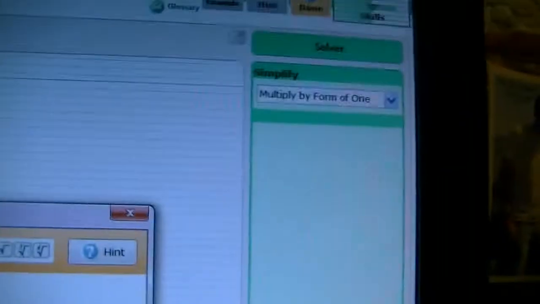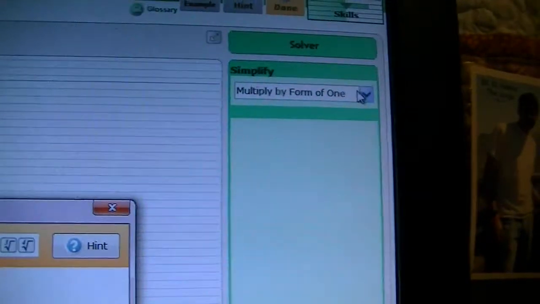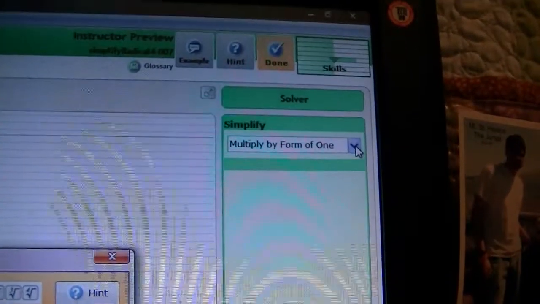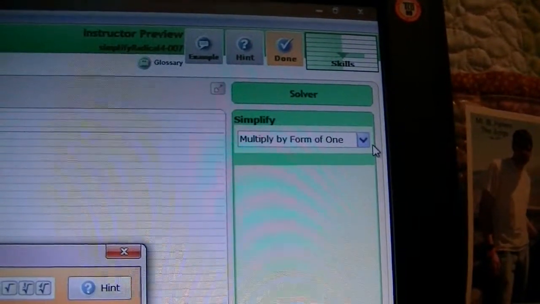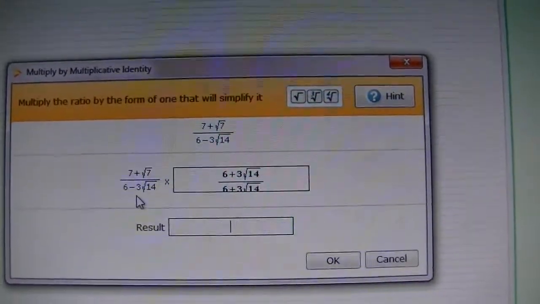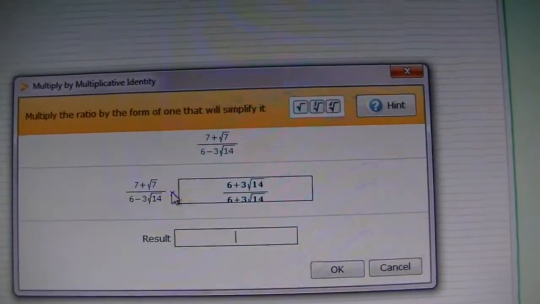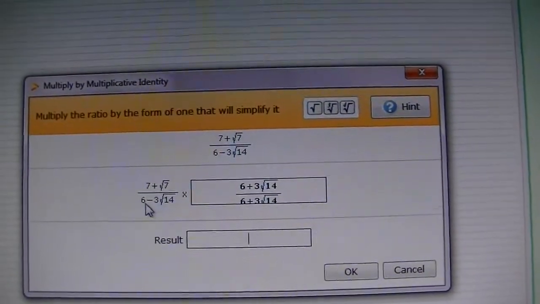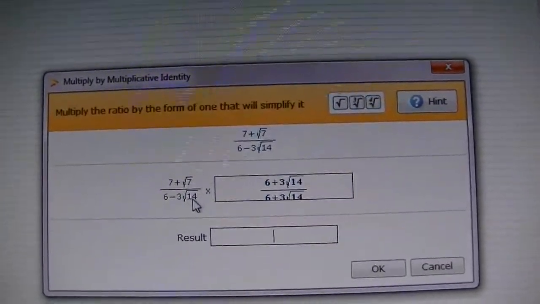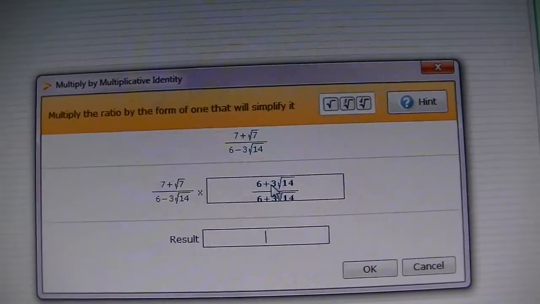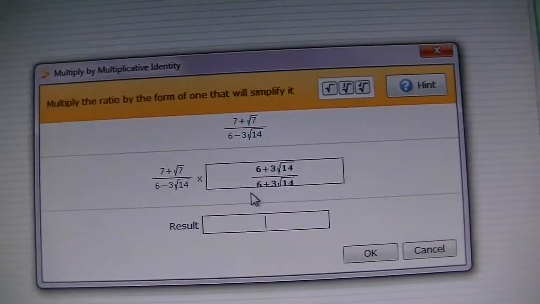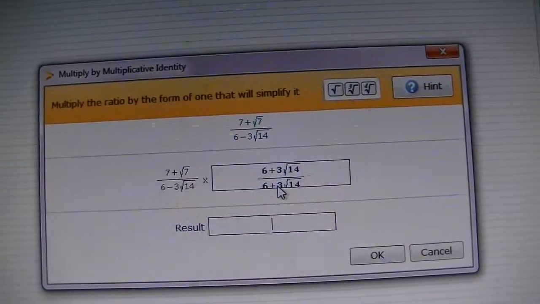So the tool you need to choose is up here. It's called multiplying by a form of 1. When you choose that, it brings up this box, and then you need to type in the conjugate, so the conjugate over itself. Since this is 6 minus 3 square root of 14, the conjugate is 6 plus 3 square root of 14, and you need to use the square root up here. I already did that part. And then 6 plus square root of 13 on the bottom.